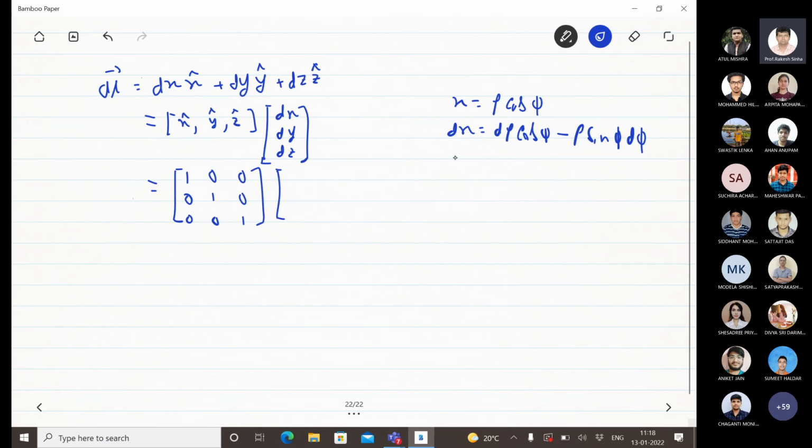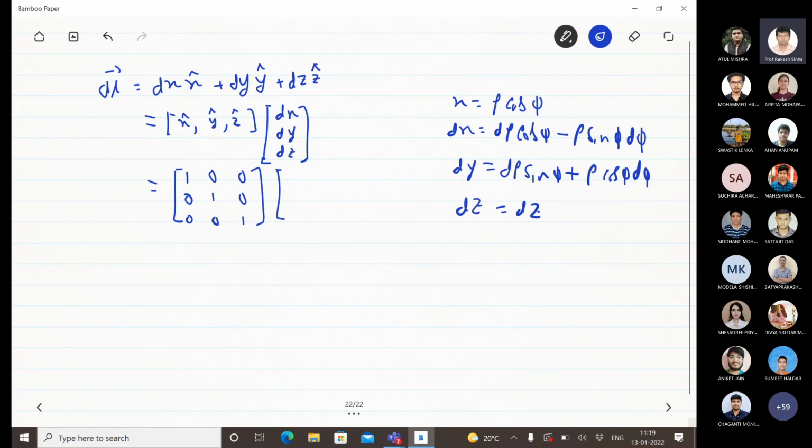Okay. Now similarly we can write dy. So dy is basically, y is equal to rho sin phi. So you can write it as d rho sin phi plus, sorry, not minus, it should be plus, rho cos phi d phi. So basically the derivative of sin phi is cos phi d phi. And dz is equal to dz.